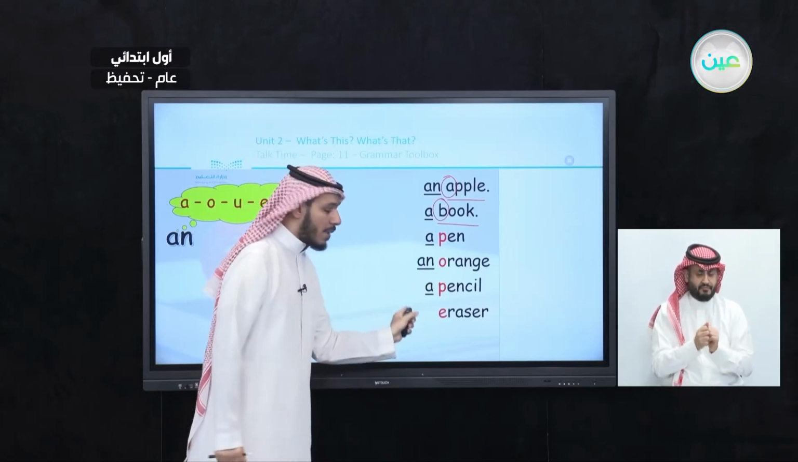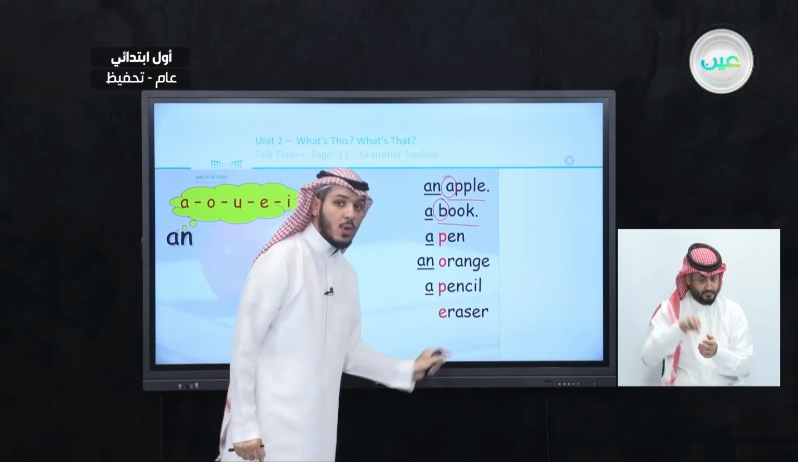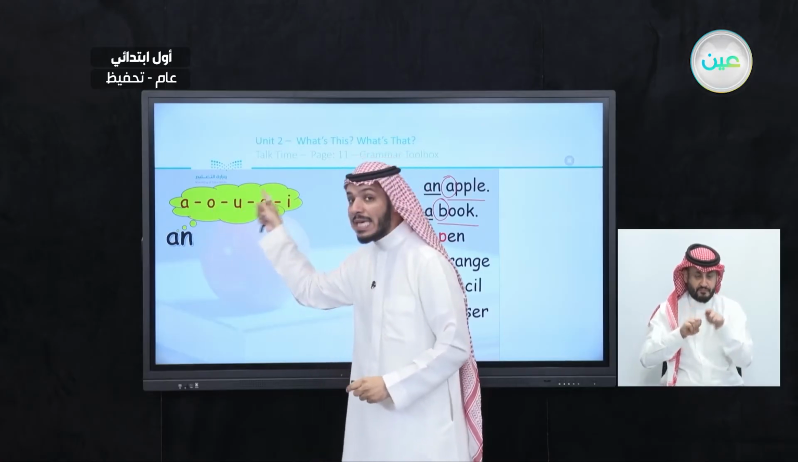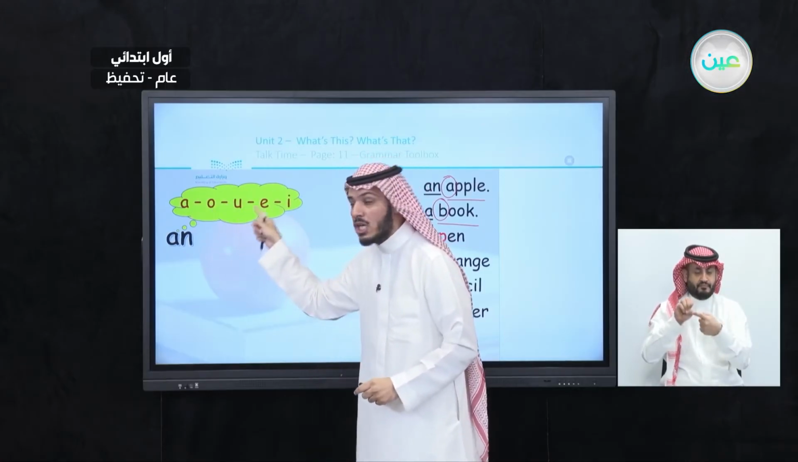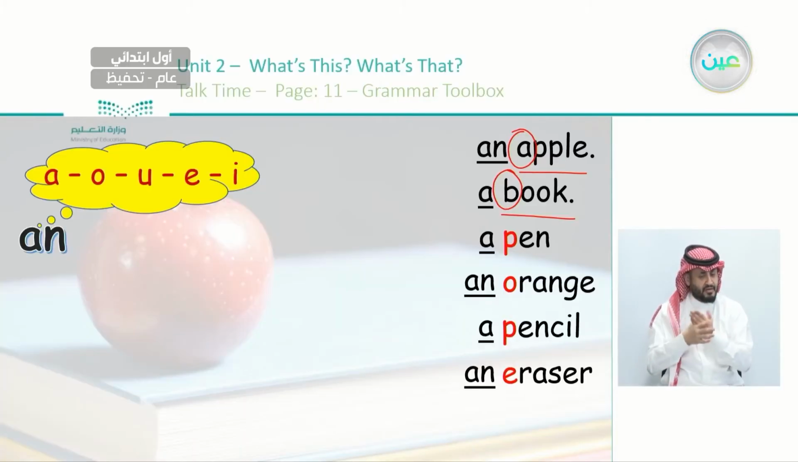Okay, what about the eraser here? We have E. Do we have E here? We have A, O, U, E. We have E here, so we will use an. Excellent. So we have an eraser.